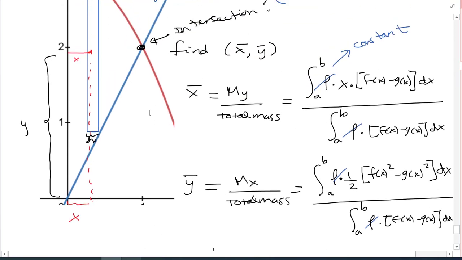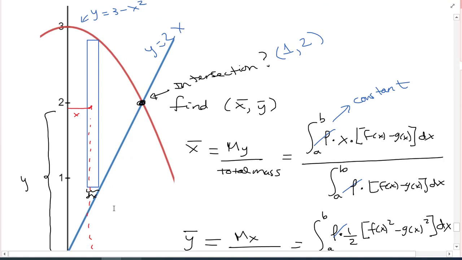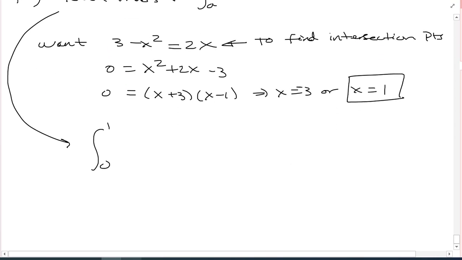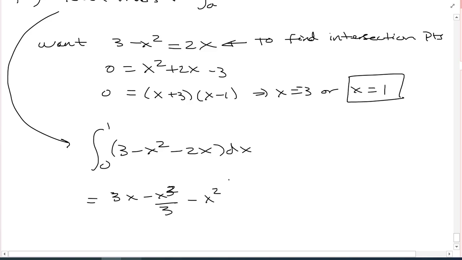function minus the bottom function. So the parabola minus the line. So 3 minus x squared minus 2x dx. And then we integrate. So I'm going to have 3x minus x cubed over 3 minus x squared from 0 to 1. And so when you plug in 1 and 0, you're going to get 3 minus 1/3 minus 1.